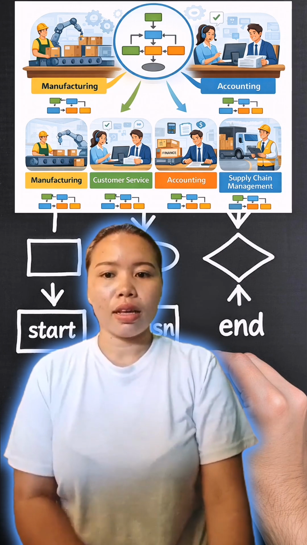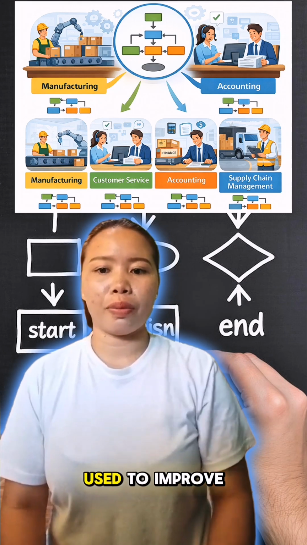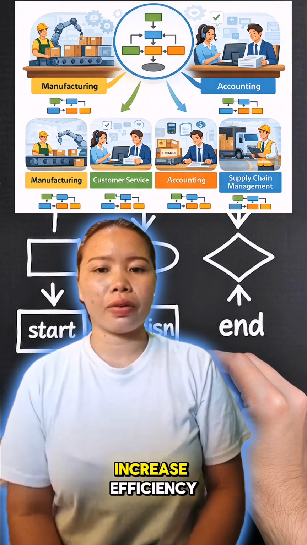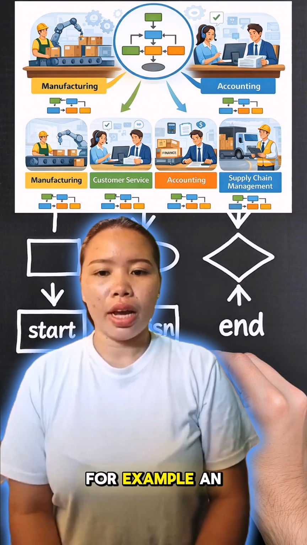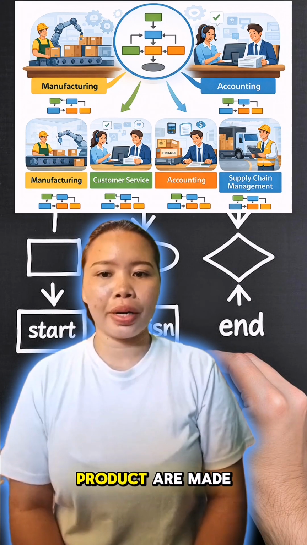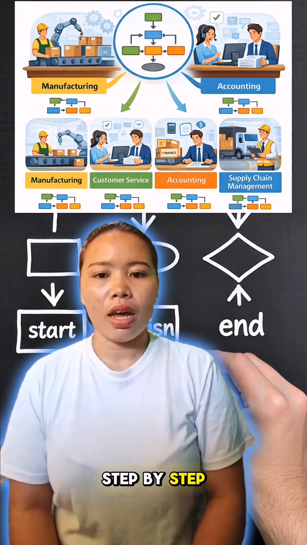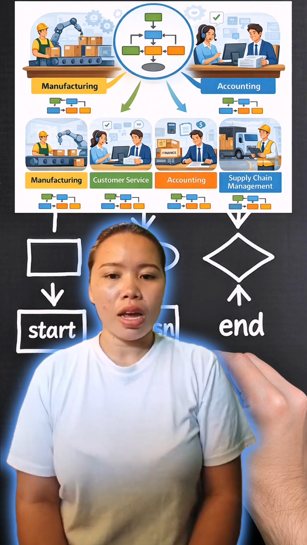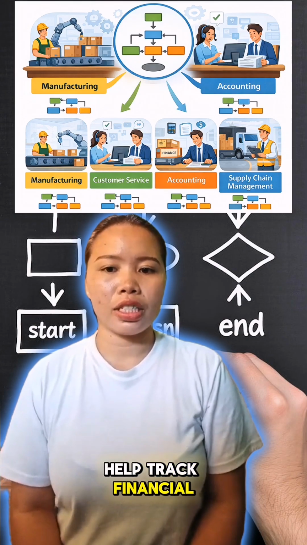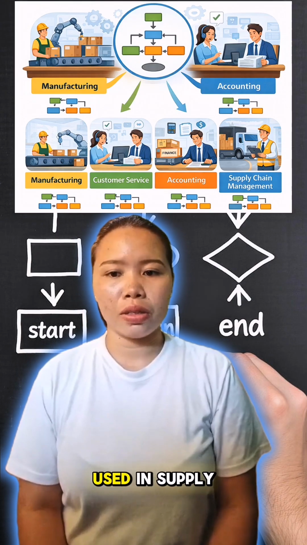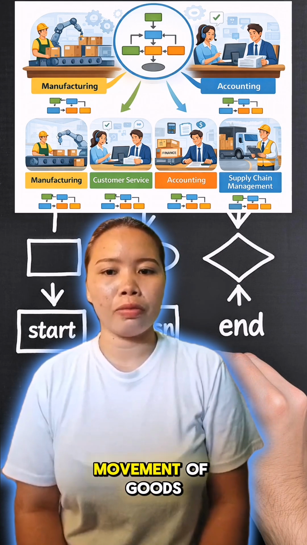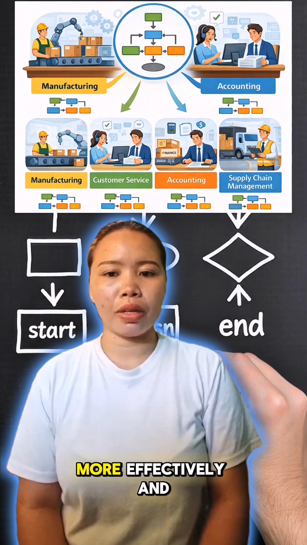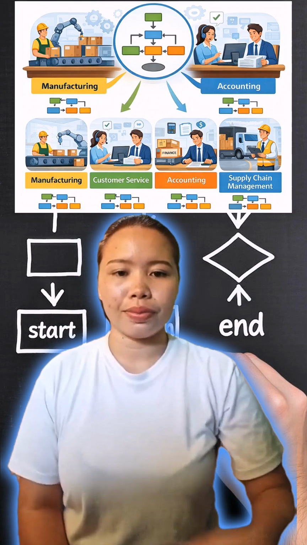Application in business. In business processes, flowcharts are widely used to improve operations. Companies use them to analyze workflows, reduce errors, and increase efficiency. For example, in manufacturing, flowcharts help ensure that products are made correctly step by step. In customer service, they guide employees on how to respond to customer concerns. In accounting, they help track financial processes. Flowcharts are also used in supply chain management to monitor the movement of goods. Because of these applications, businesses can operate more effectively and achieve better results.